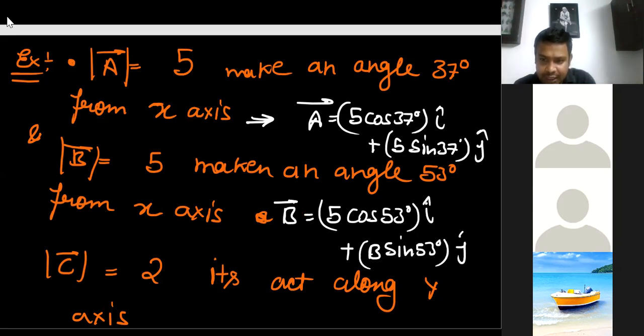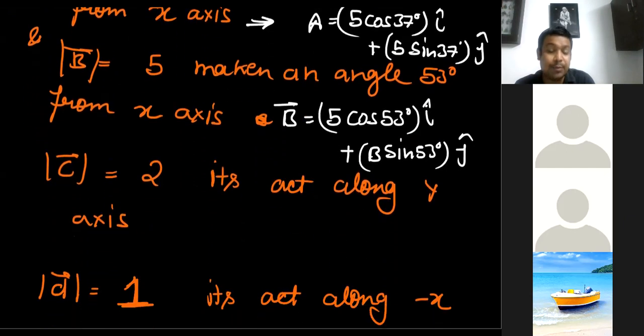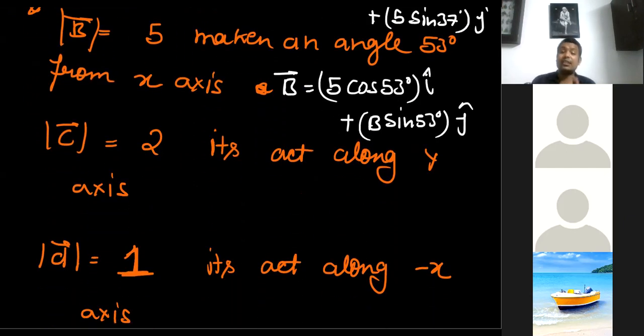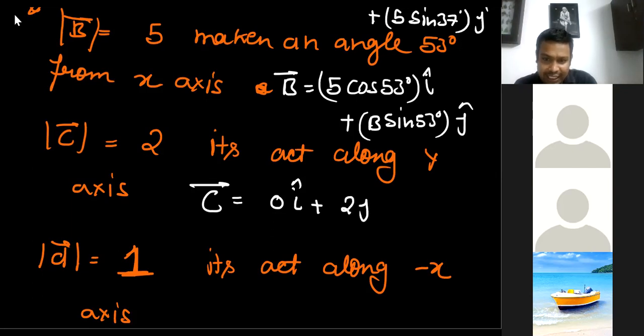Now all vectors. Similarly, the vector C: the magnitude of vector C is 2 and it acts along the y-axis. Thus, this information gives the idea about vector C. So vector C is 2 j cap. If it only acts along the y-axis, the i component or x component is 0. There are no values along the x direction. So this is 0 i cap plus 2 j cap.